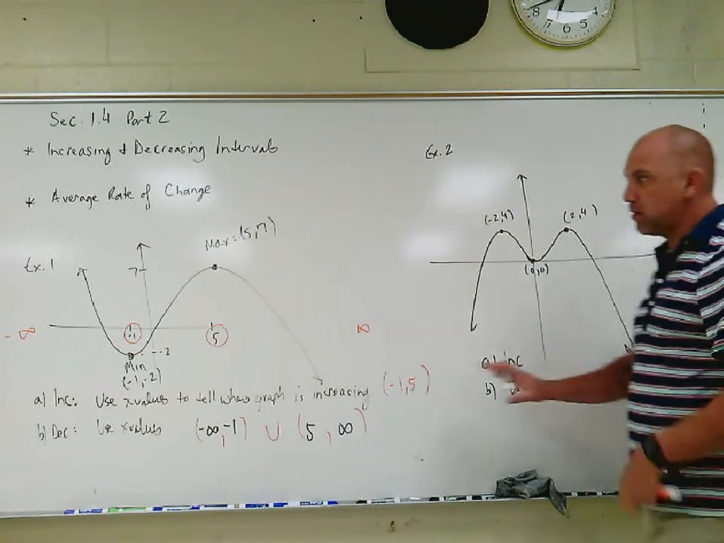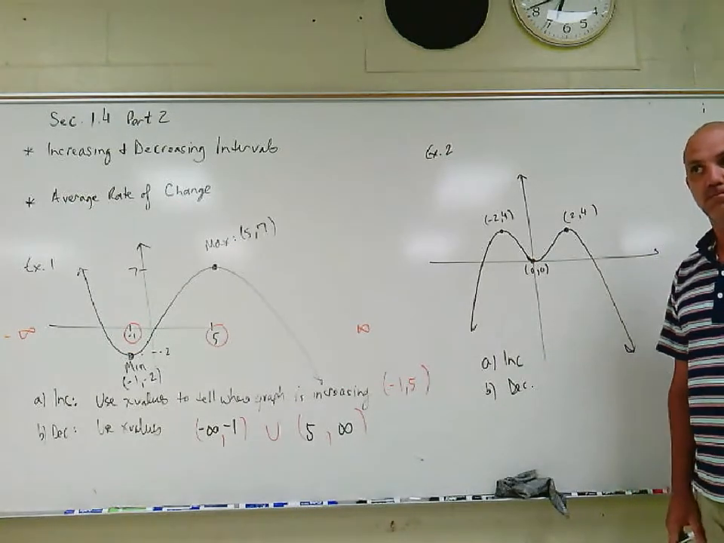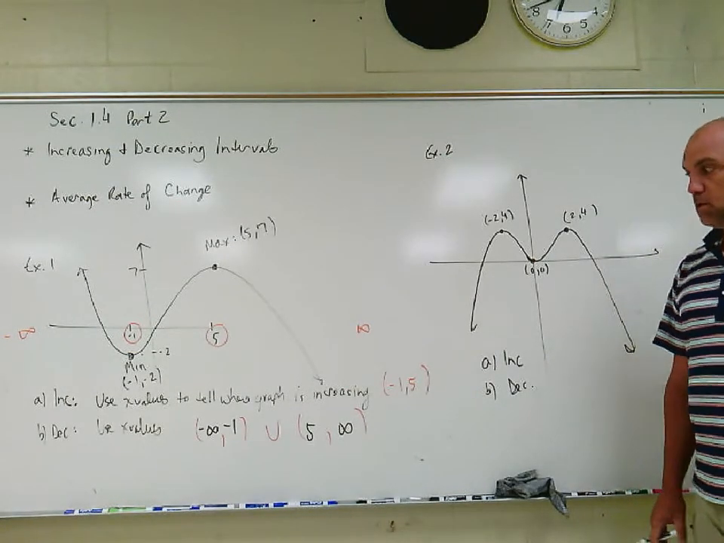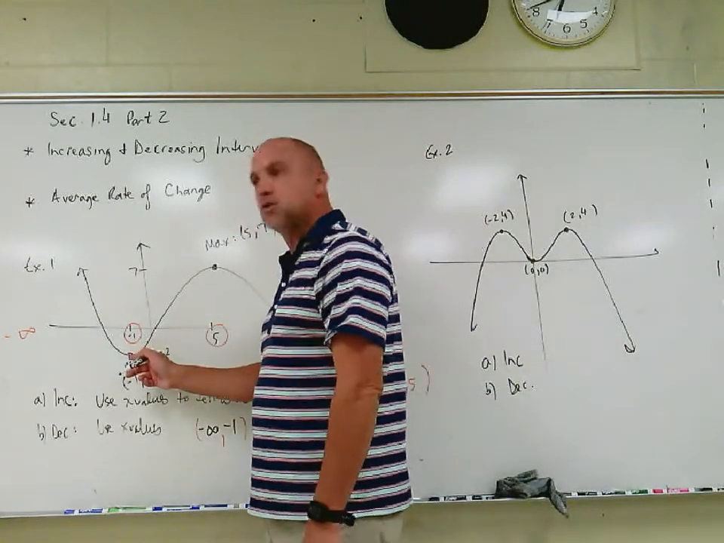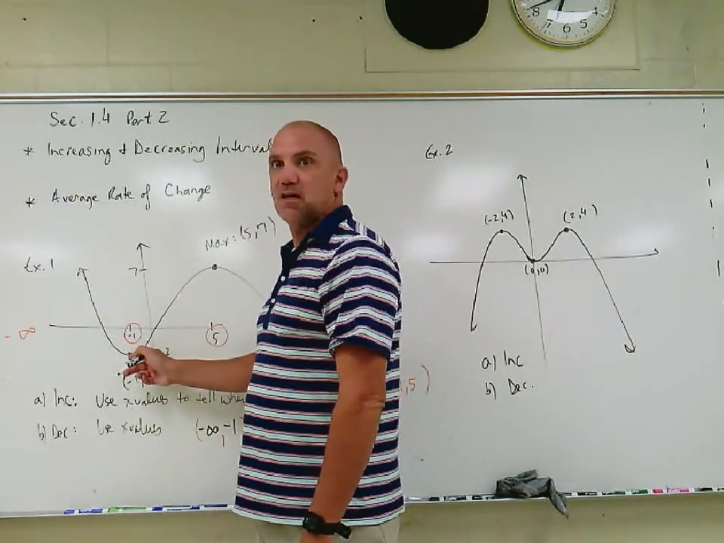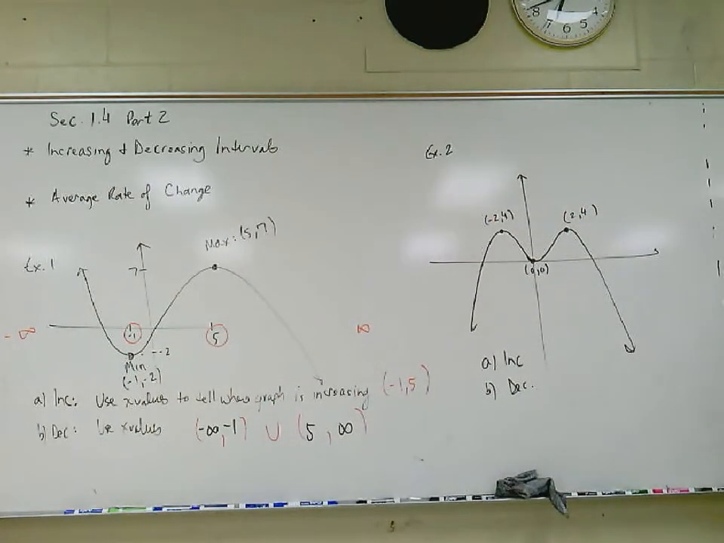Does everybody see why there's 2 decreasing and 1 increasing on this one? Okay? Again, why am I using parentheses at -1 and 5? Because it's a changeover point. It's technically not increasing or decreasing. Okay, so see if you can do example 2, increasing, decreasing interval. And then we'll do one more. I'll go back to that side and do another.